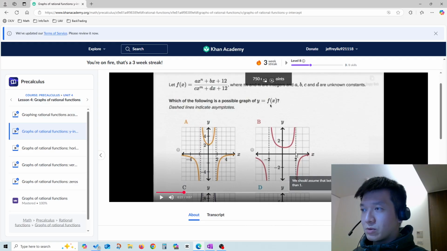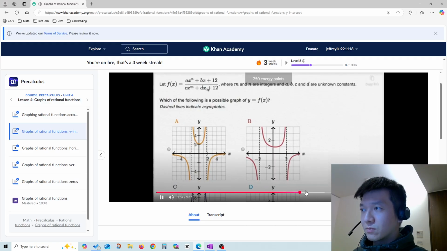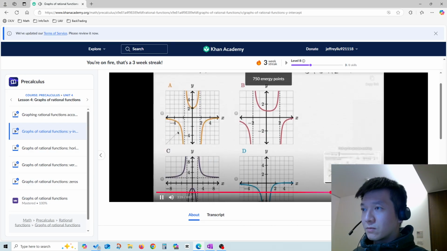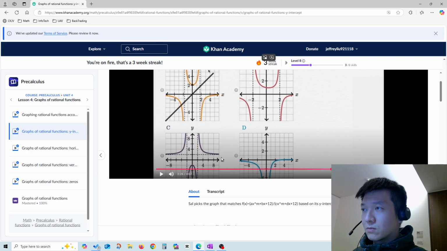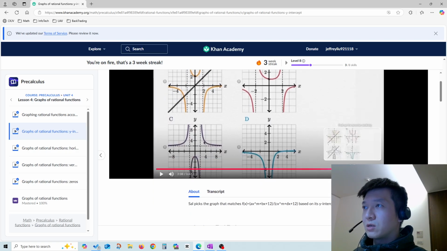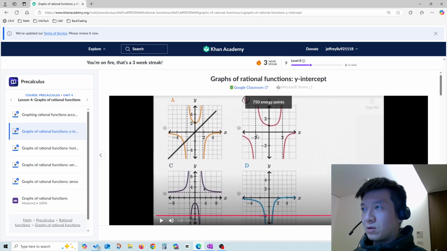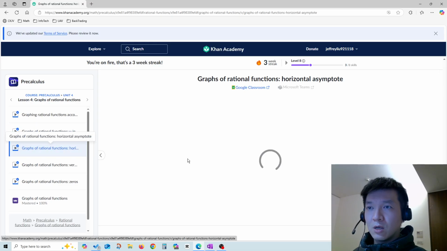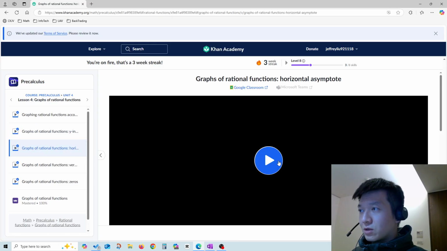right? This is possible, but I couldn't see the graphs underneath it. So this graph does not intercept with the 1, right? This one does not as well, so I'm guessing we are choosing B. The answer is B, alright? So it's pretty easy. So moving on to another question here.